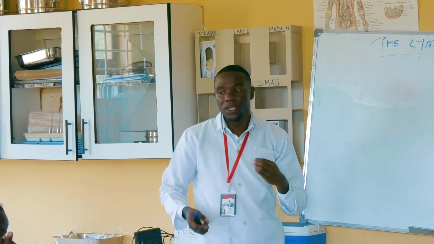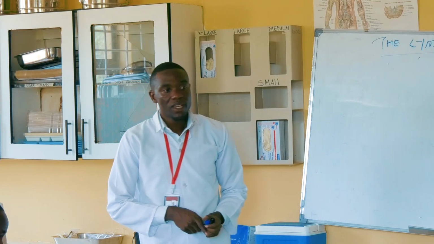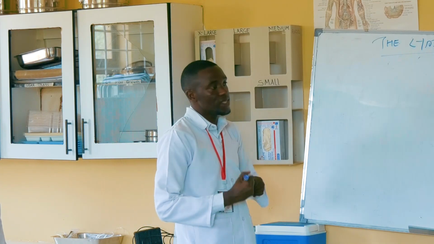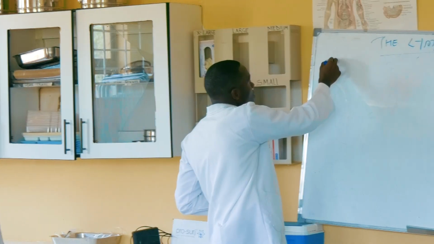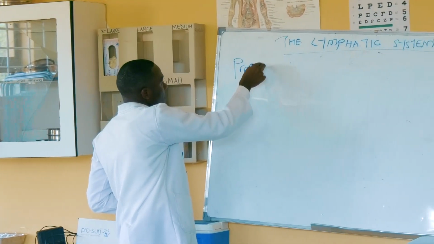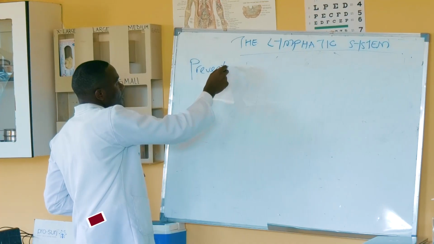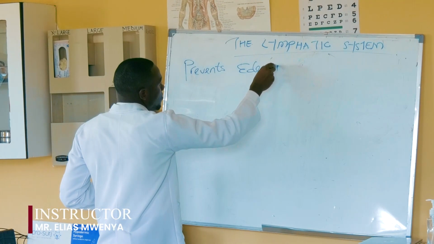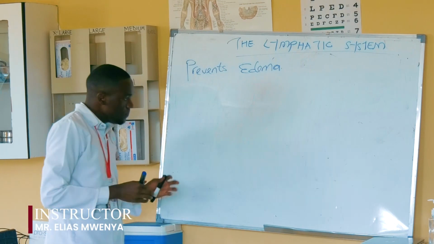When you are studying it, they will tell you to relate it to the immune system. Now, one of the functions of the lymphatic system is that, number one, it prevents what? Edema. Is it edema or edema? Edema. Okay, edema. How? It's very simple.